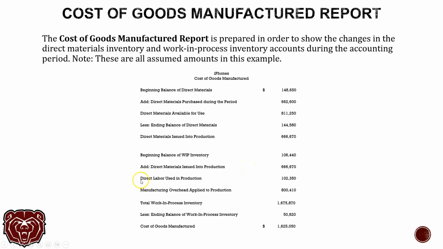Then that is going to tell you the direct materials that you used in production, and then your manufacturing overhead applied to production. Okay, that gives you your total work in process inventory account. So all of those added together is your work in process inventory account. Finally, you're going to reduce that by the ending balance of your WIP account, and that gives you the total cost of goods manufactured.